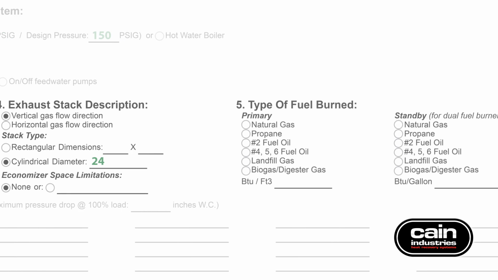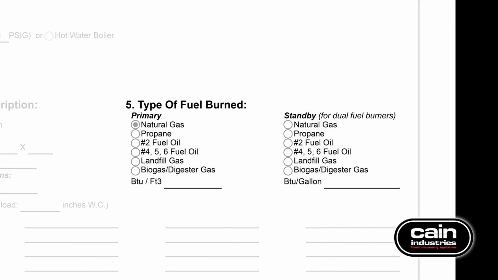Question 5. Type of fuel burned. The type of fuel burned determines many operating parameters. Some fuels will require optional equipment to protect the boiler, economizer, stack, and to maintain heat recovery performance.